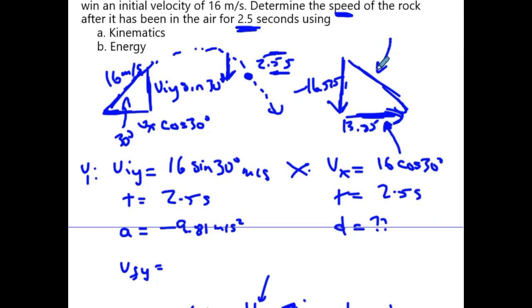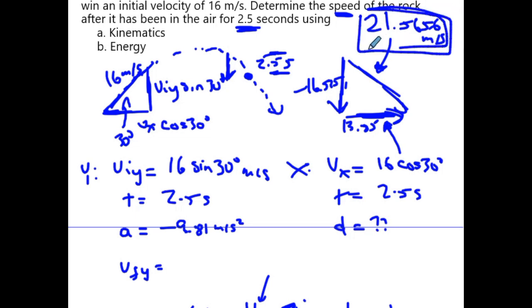So if I use Pythagoras' theorem on those two numbers, I should be able to find the hypotenuse velocity, which is really what we're looking for. So I'm going to take 16.525 squared. I'm going to add 16 cos 30 squared. I'm going to square root the whole thing. And I've got a final hypotenuse velocity of 21.5656 meters per second on this hypotenuse.